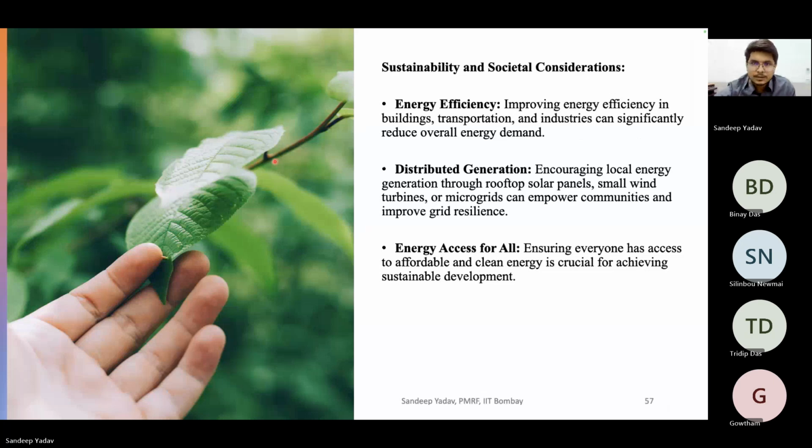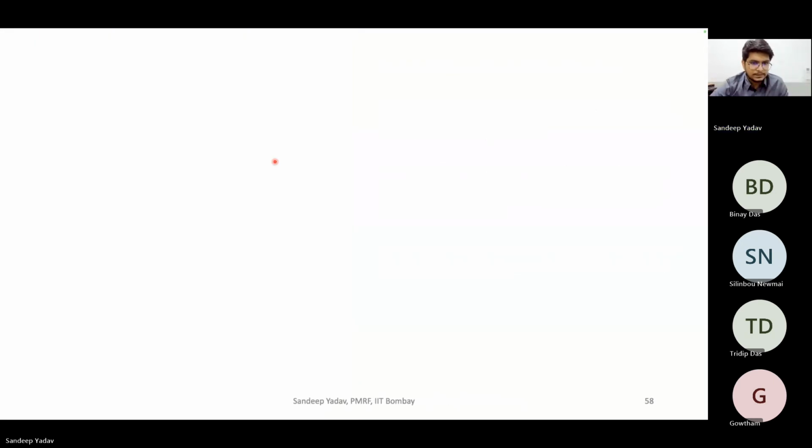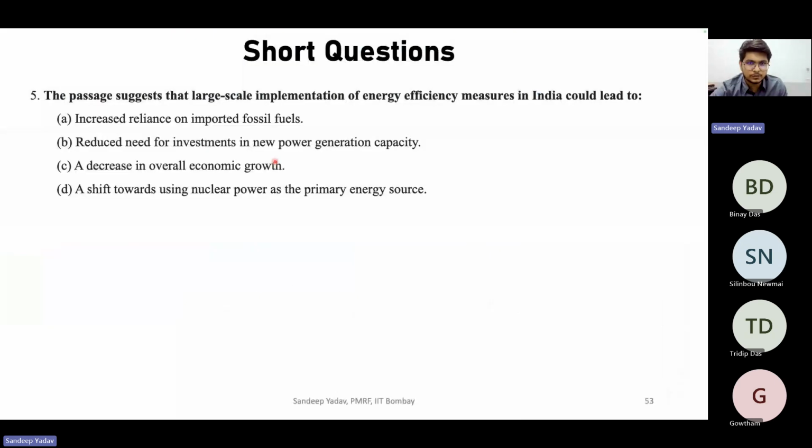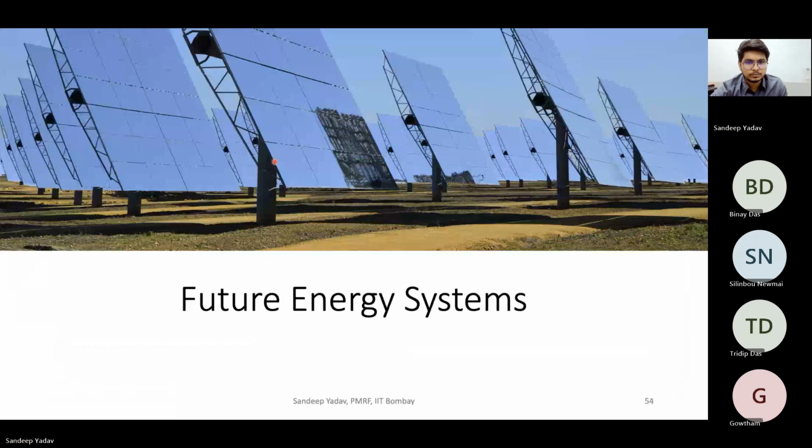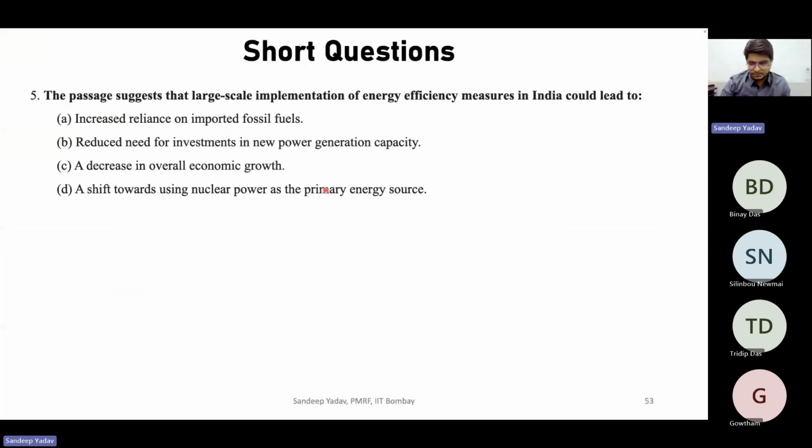the climate change. The final thing is sustainability and the societal consideration. So that can be achieved by improving the energy efficiency in buildings, transportation, or the industries, distributed generation, encouraging the local generation through rooftop solar PVs, small wind turbines, microgrids, and energy for all, ensuring everyone has access to affordable and clean energy, which is crucial for achieving sustainable development. So that's all for this subject or this class. If you are having any doubts, you can ask. If you want to ask any doubts, otherwise we are done with this class.